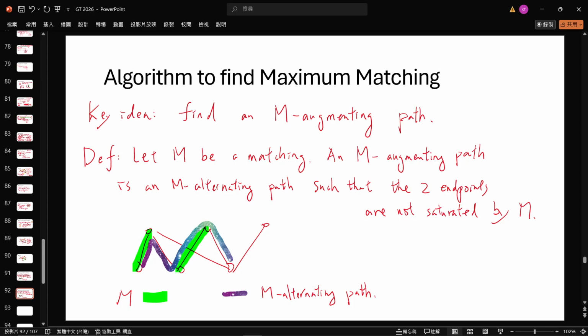Now back to this question, is it an M augmenting path? Exactly, excellent. So this is not an M augmenting path. And the reason is precisely what she mentioned, that the first vertex, well, this one is already saturated, so it cannot be an M augmenting path.